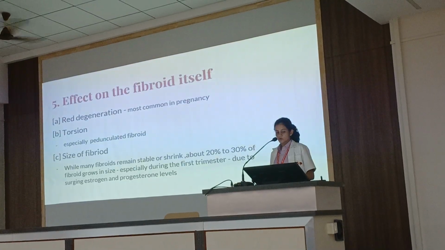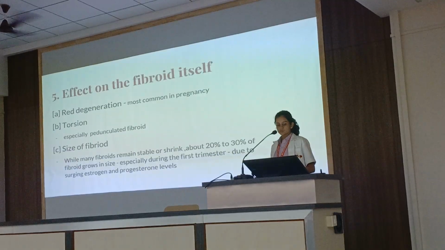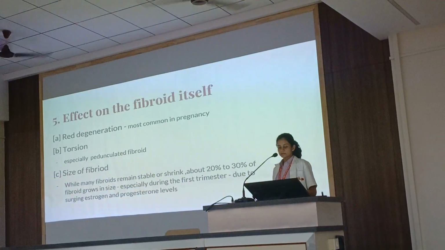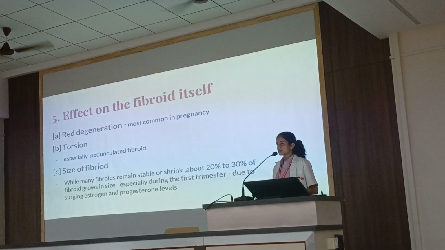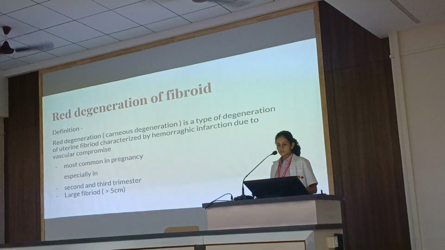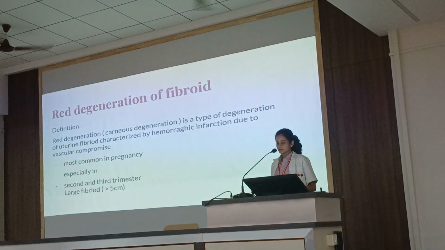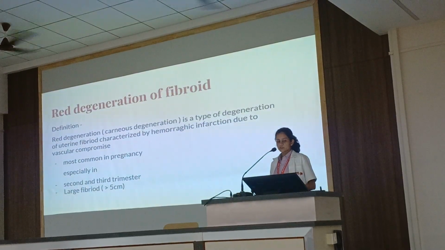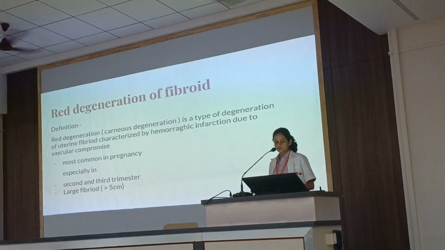Then the size of fibroid, many fibroids remain stable or they shrink, but 20 to 30% of the fibroids increase in size, especially in the first trimester, because in pregnancy there are surging levels of estrogen and progesterone. Then there is red degeneration of fibroid. It is also known as carneous degeneration. It is a type of degeneration of uterine fibroid characterized by hemorrhagic infarction due to vascular compromise.